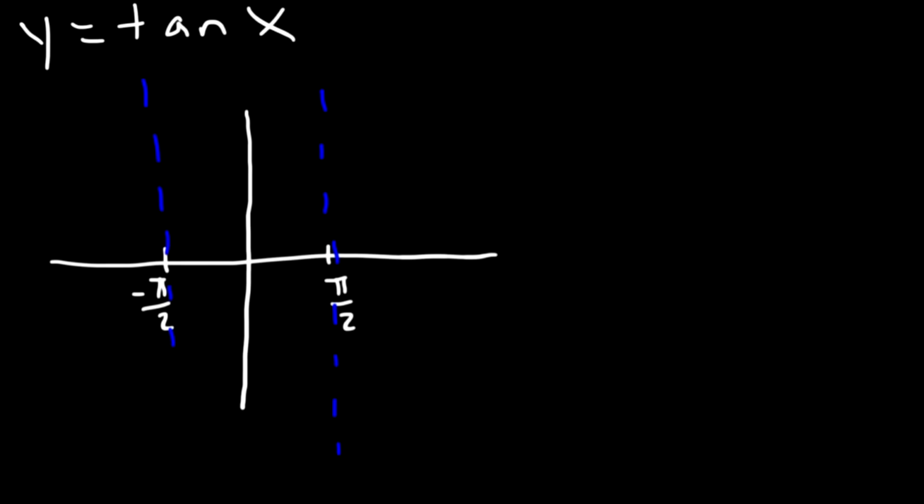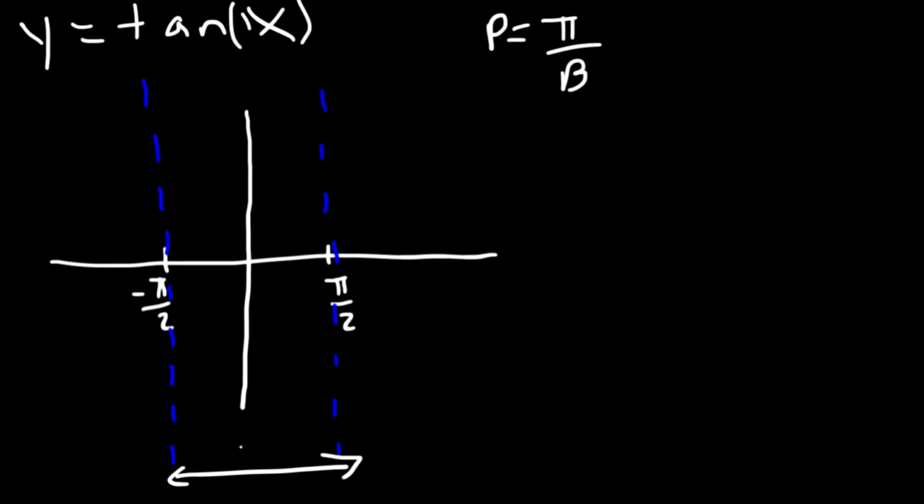Now tangent and cotangent differ from sine and cosine in the period equation. For sine and cosine, the period is 2 pi over b. But for tangent and cotangent, the period is pi over b. B is still the number in front of x, so b is 1. The period for tangent is equal to the distance between the two vertical asymptotes. Notice that the period is pi over 1, so it's pi. If you subtract pi over 2 minus negative pi over 2, you're going to get pi.